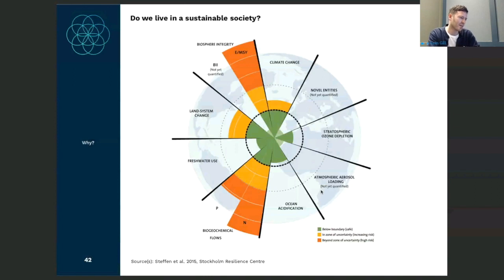And so we can see with various different elements here that we are into the orange or the red zone. Several are not quantified, and several are in the zone of uncertainty, that's the yellow, where they're saying that they are not entirely sure. So it could be bad, but they don't quite have enough data yet. And so I guess what that is suggesting is that if we're looking at the dashboard, the control panel of planet Earth, there are quite a few buttons that are flashing red right now.